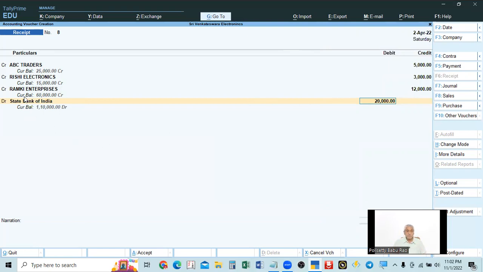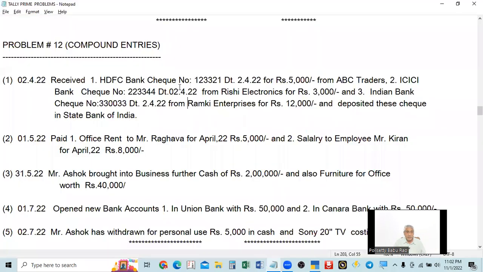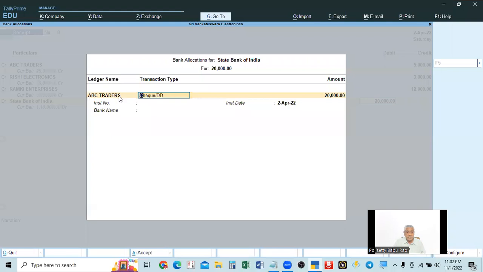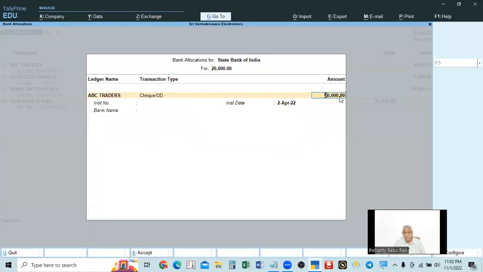But now, in all these cases, we have to give the check details. Now it will ask you the check details. Now you see, it is asking for bank allocation. Whenever you enter a bank in the entry, it will ask for bank allocation. In the bank allocation, what is the ledger name? First name is ABC Traders. We received a check. And what is the amount we received? It is showing the total amount.